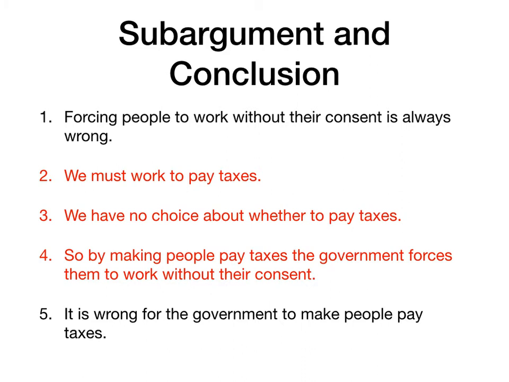So, sub-argument and conclusion. 2 and 3 are premises in a sub-argument. 4 is the conclusion of that sub-argument, right? 1 works with 4 to get you this final conclusion 5, but 2 and 3 are supposed to support 4. That's all a sub-argument is: when you have an argument that proves a conclusion that is itself used in a larger argument.